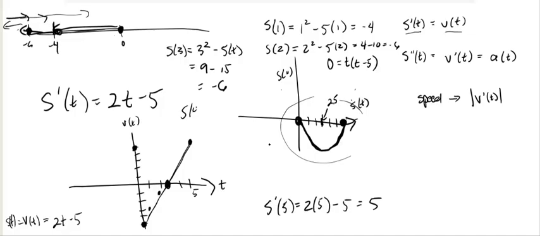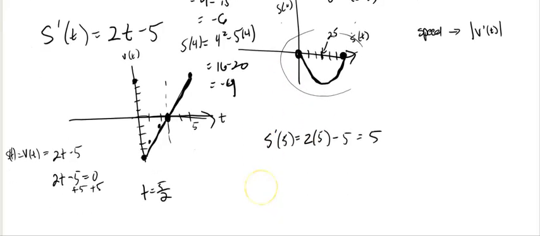If I look at s of 4, it would be 4 squared minus 5 times 4, which is 16 minus 20, and now we're back at negative 4. So we're moving back to the right. If you're moving to the right, the velocity should be positive, and that's what we see here. It moved to the left for 2.5 seconds because the velocity was negative, and then it's moving to the right. Velocity is positive, which means it's above the t-axis.